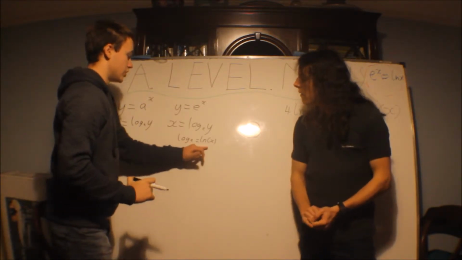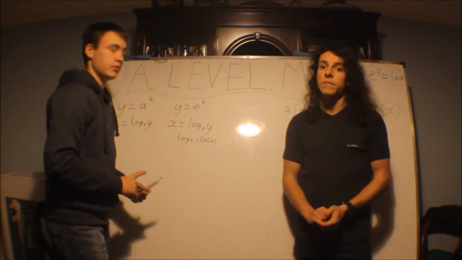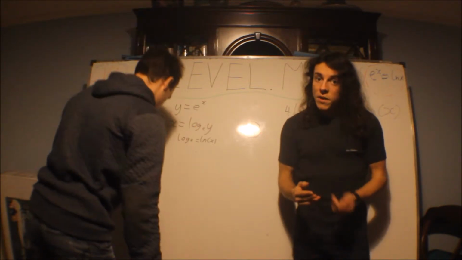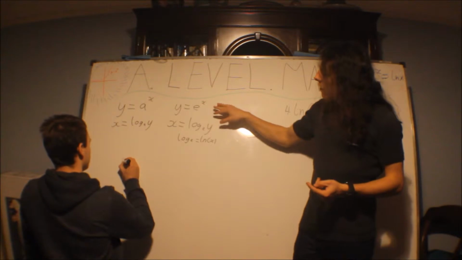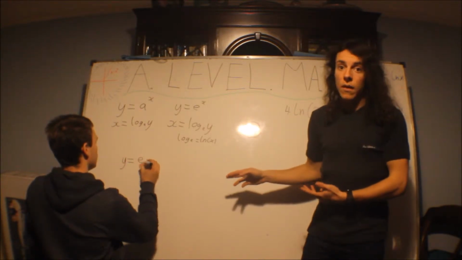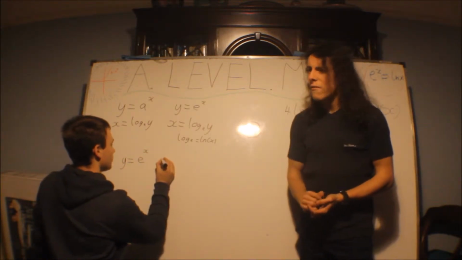And you can use this relationship, which we're going to be using in a few seconds. Because of this, we can convert e to the x to ln of x. Often it's very, very handy, isn't it?